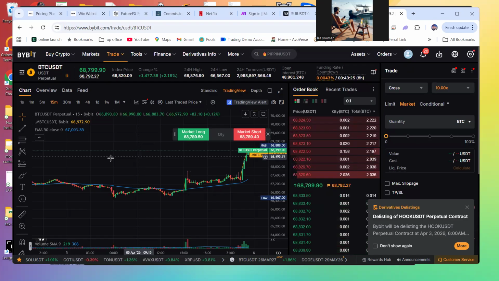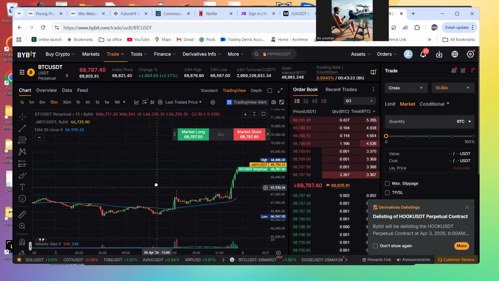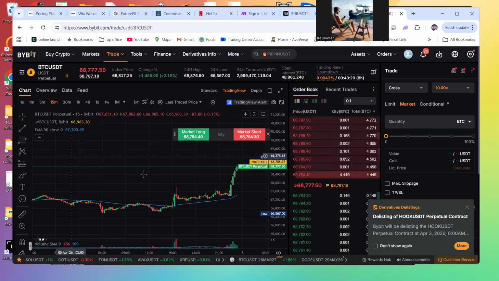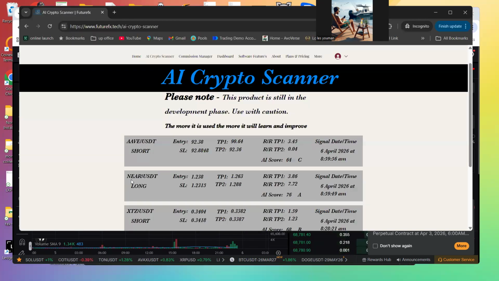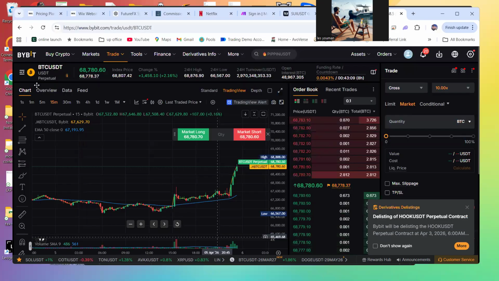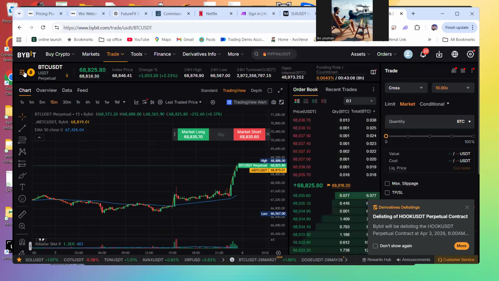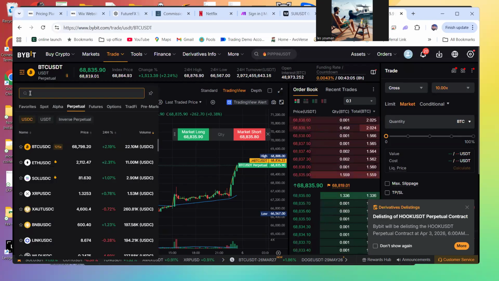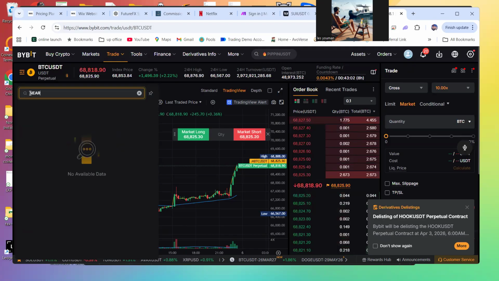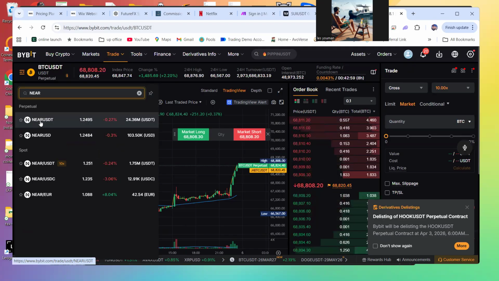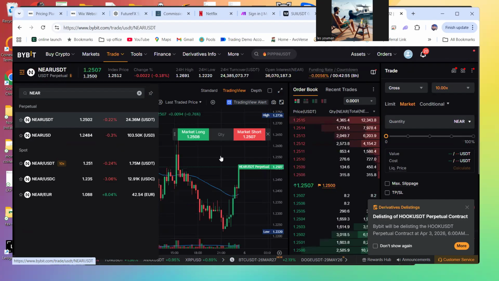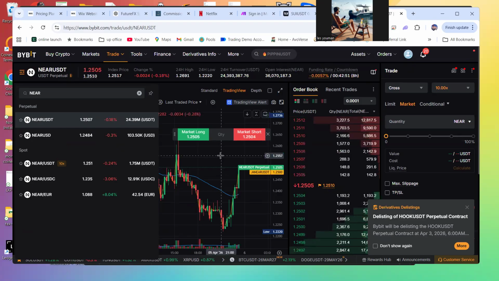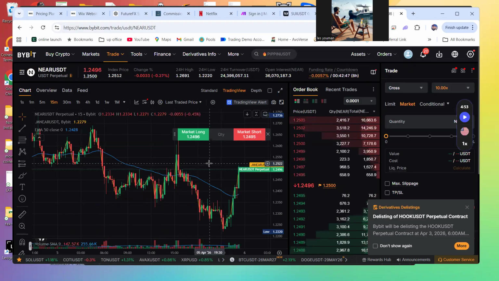But I've come to my futures trading platform here. And the first thing I need to do is, because I'm going to be trading this pair here, NEAR USDT, I need to bring up that chart. So I can just click on the search bar, type in NEAR, and it should bring them all up. So NEAR USDT. And it brings up that chart.